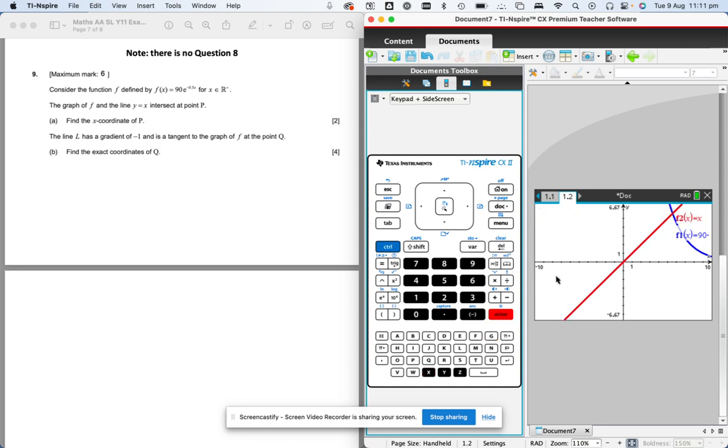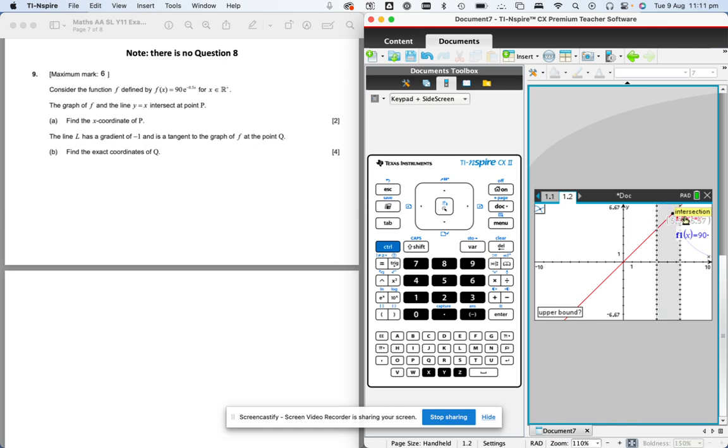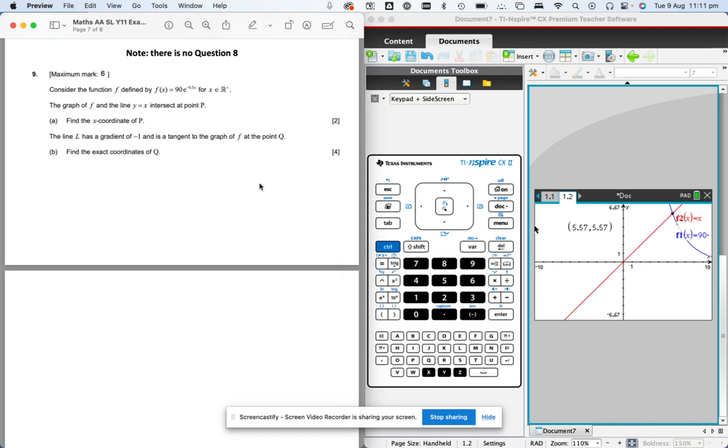Luckily, it's just on the screen, so I don't have to zoom in or zoom out. So I'm just going to go straight to Menu, Analyze Graph, point of intersection. Go to the left and to the right of this boundary, and we can see the x-coordinate is 5.57. And unsurprisingly, the y-coordinate's the same. That's just 3 significant figures, so we're good to go.